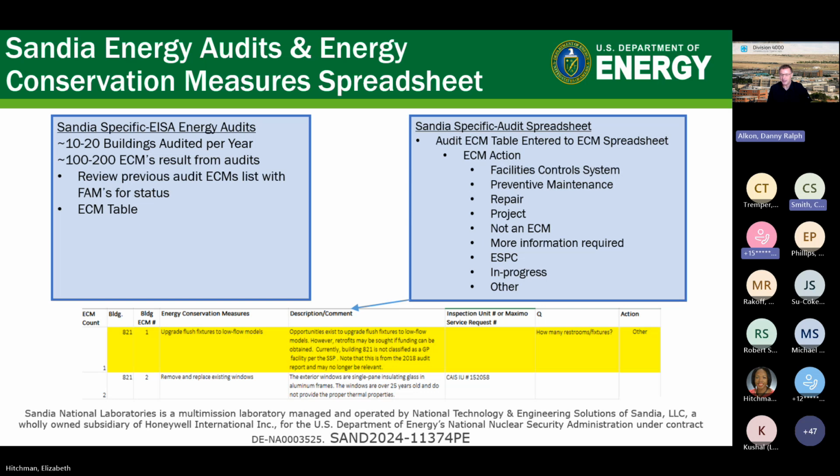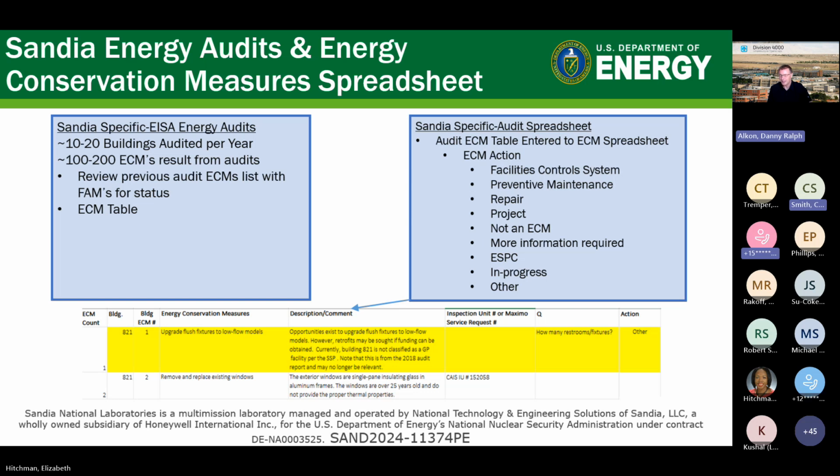That's typically the ones that we highlighted in yellow. That means there's more scope of work. And if it's not an ECM, we'll highlight it in red and remove it. And then if the ECM is appropriate for the ESPC that we're going to start in the near future, then it's tagged for that. And then the ECM might be in progress. It might be a project that's being completed. So we mark that. And then it might have another item that we need to add in there. But that is our temporary spreadsheet that we use to track the new ECMs.